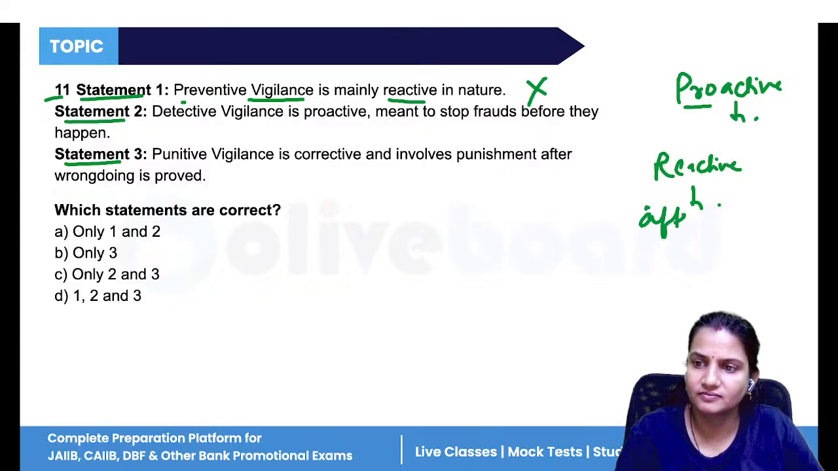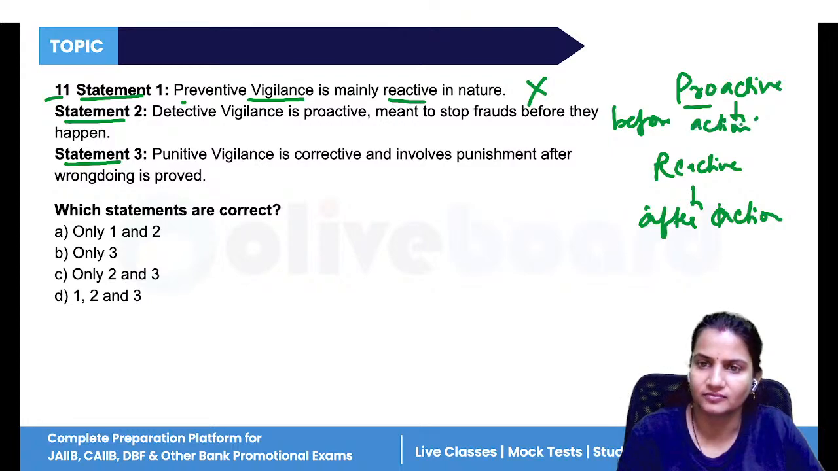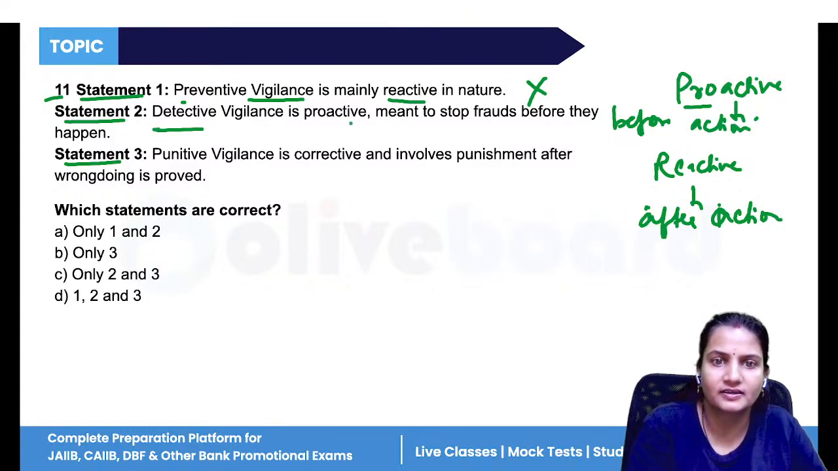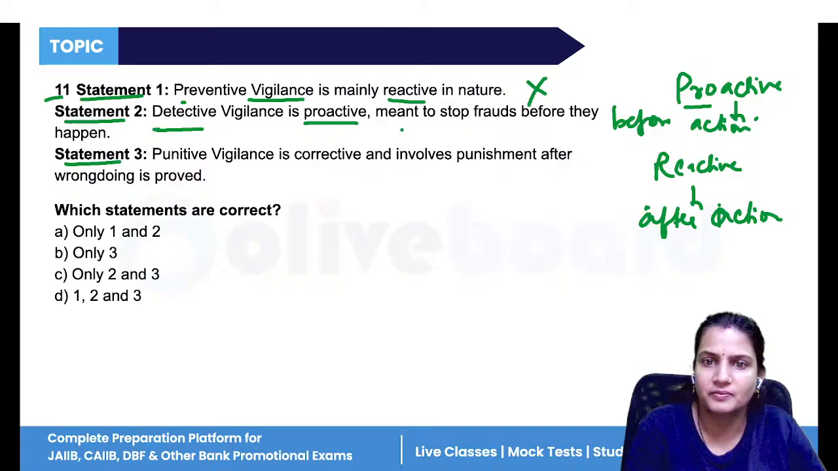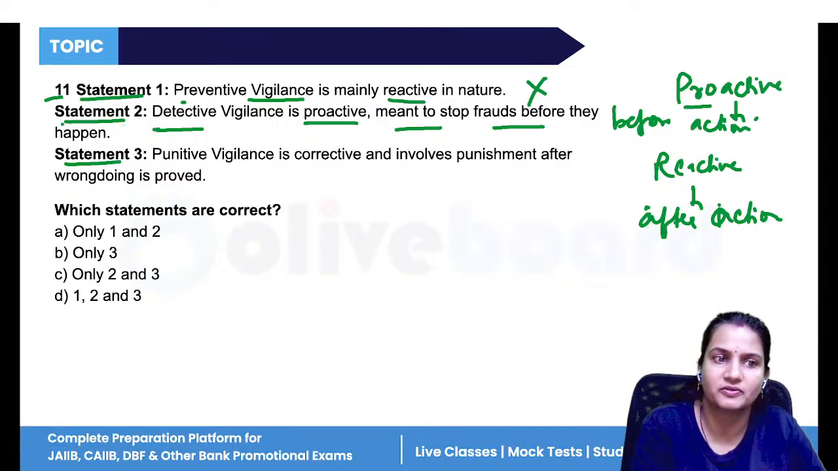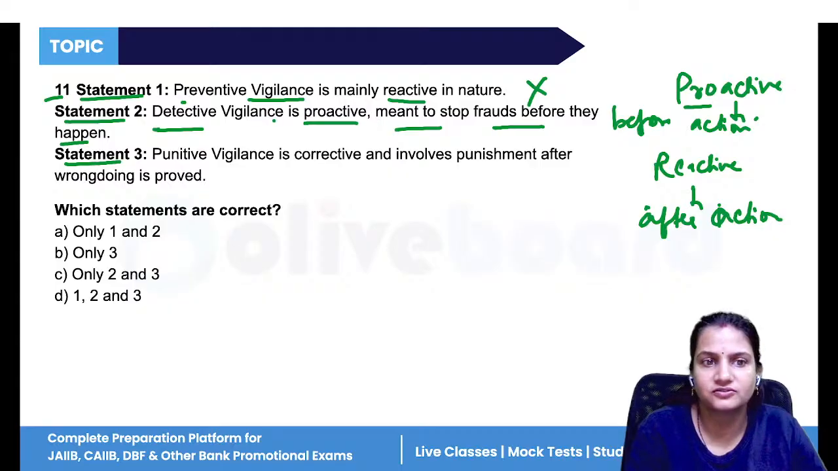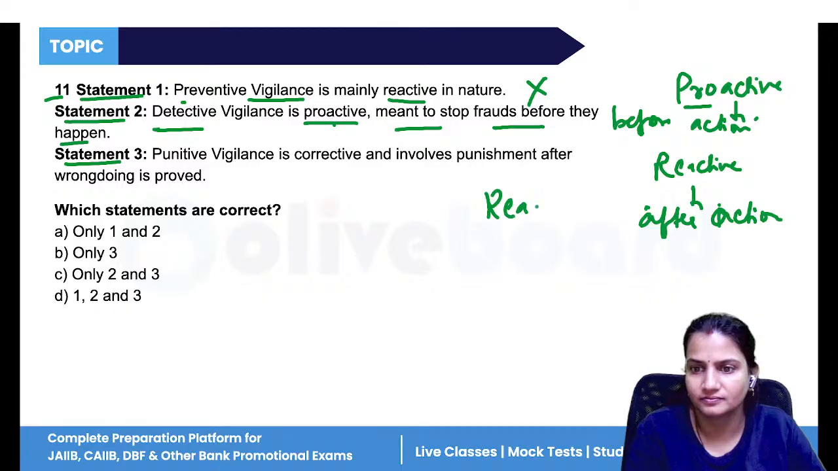It is after action. It is before anything happens, you are taking the action. So the statement is wrong. Now, detective vigilance is proactive, meant to stop frauds before they happen. So this statement is also incorrect. Detective vigilance is not proactive, it is reactive.